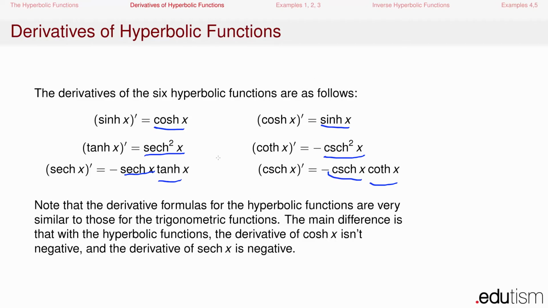With the hyperbolic functions, the derivative of cosine is not negative. The derivative of cosine x is negative sine x, whereas the derivative of cosh of x is just sinh of x. The other difference is that the derivative of sech of x is negative in the hyperbolic functions. It was not negative in the trigonometric functions.